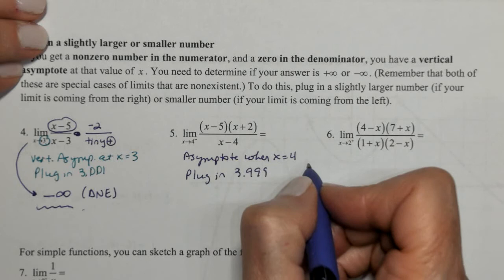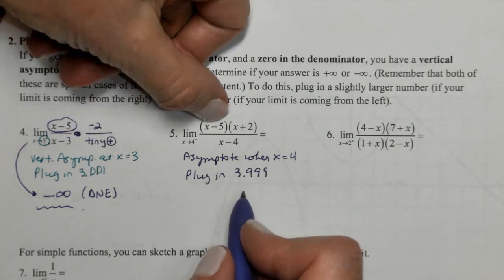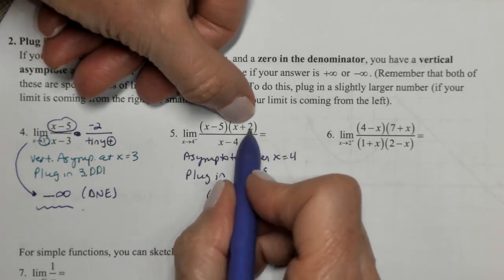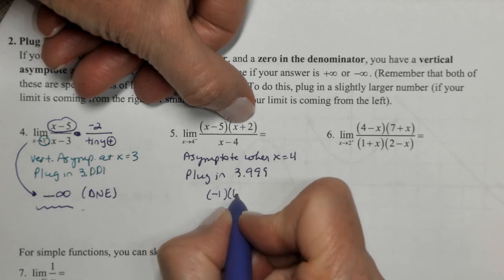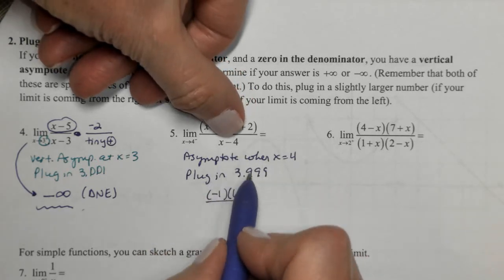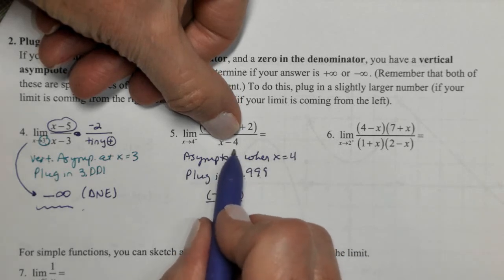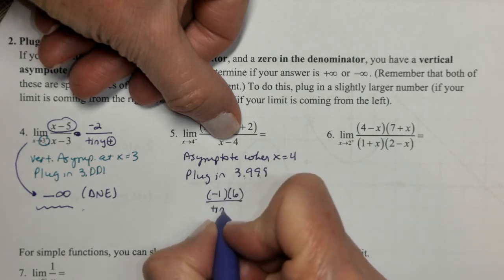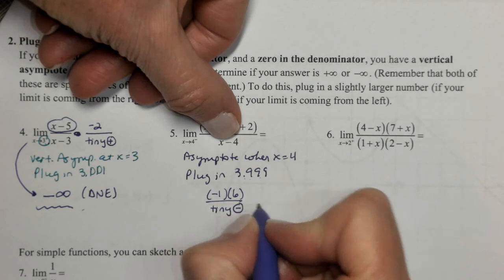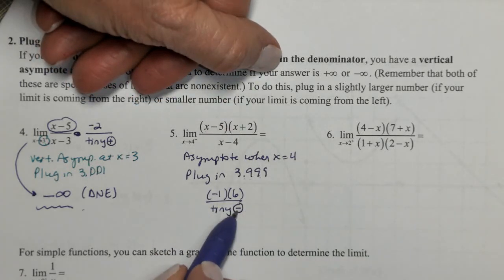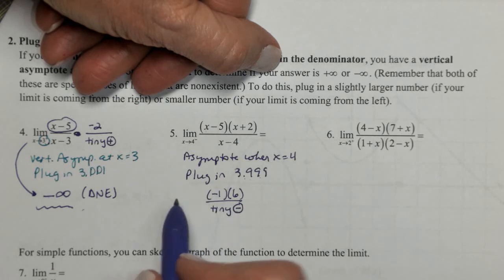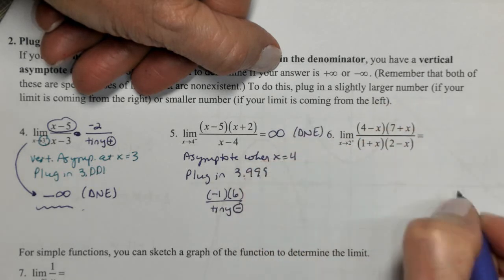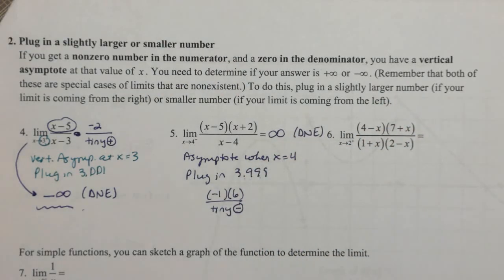If I do that, this is still close to 4, so that's still going to be a negative 1. This is going to be a positive 6 on the bottom. If I put this in for x, it's going to be close to 0, but negative. So it's going to be tiny but negative. Again, I have a negative divided by a negative, so this will give me a positive infinity. Okay, let's do another one.